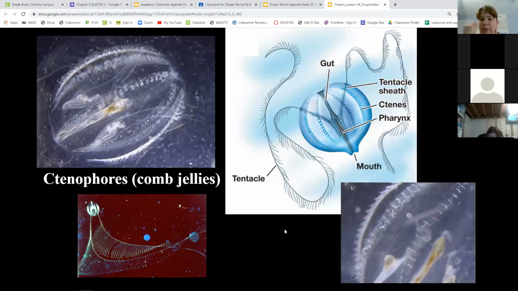These are typically about the size of a fist. So these are very visible in the water. You will see these. You don't need to know the anatomy. I just put these pictures up here because they're kind of cool. So their tentacles are used to help them move, but they don't have any stinging cells on them.